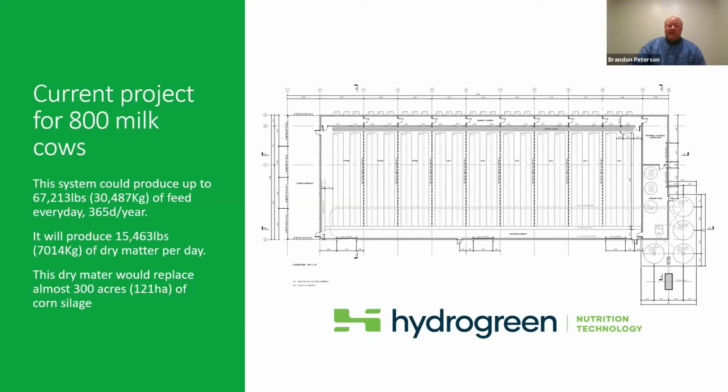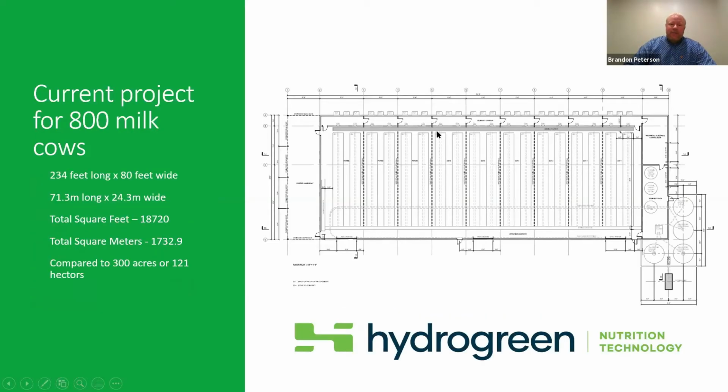It'll produce 15,000 pounds of dry matter, about 7,000 kilograms of dry matter, every single day. This dry matter would replace about 300 acres or 121 hectares of corn silage. That's just on a dry matter pound to a dry matter pound basis. So if you have a pound of dry matter from corn silage, and a pound of dry matter from fodder or hydrogreen, you're gonna replace about 121 hectares. Now the neat thing is we're gonna have more energy than the corn silage, and about twice the overall protein.